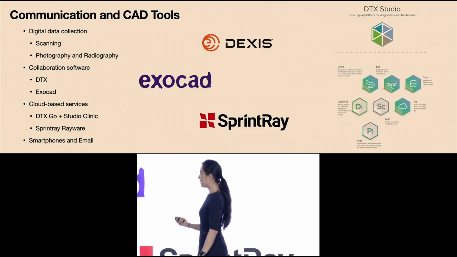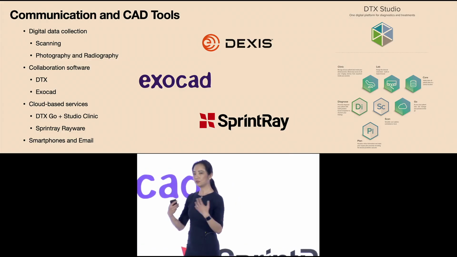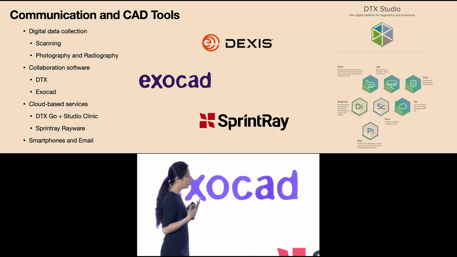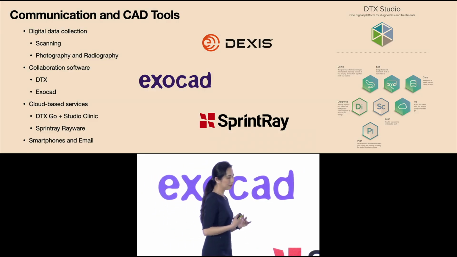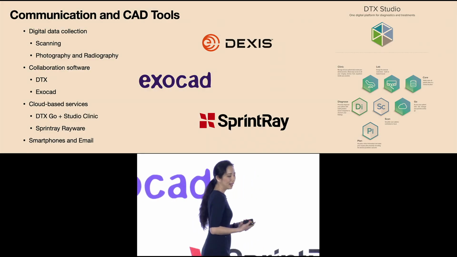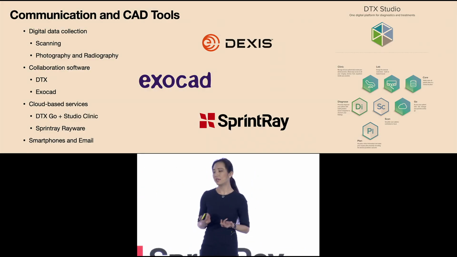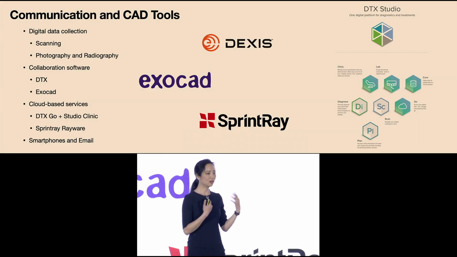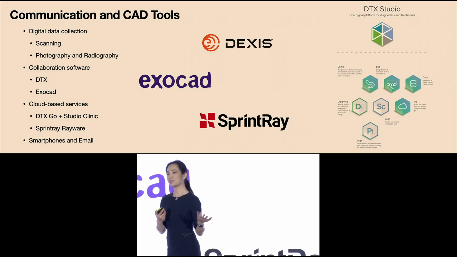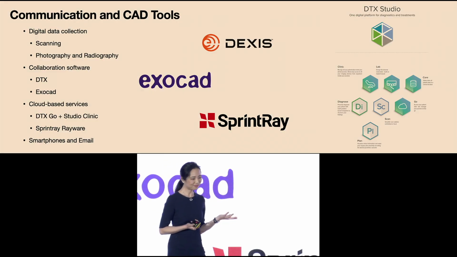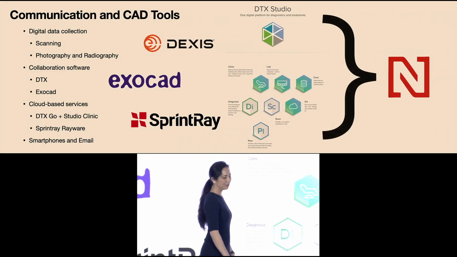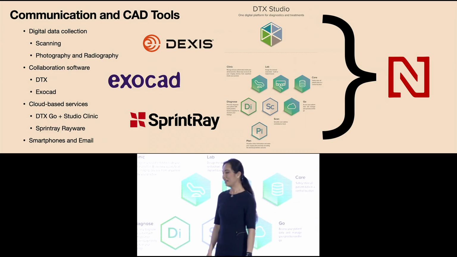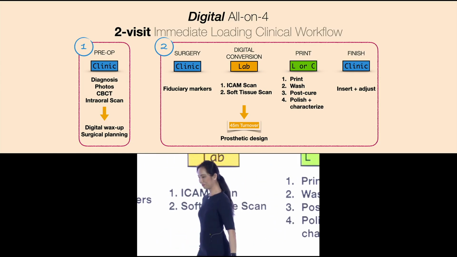So when it comes to communication with labs, if they don't have to be local anymore, we just need to make sure we have really good digital data, from scanning to photography, and making sure that we have software that allows us to best communicate with the technicians we're working with, and in my case, also communicate with the surgeons as to where the implants need to go. So if we look at this, it's actually all under the Nobel family in terms of product line, and I'm going to show you how it all comes together.